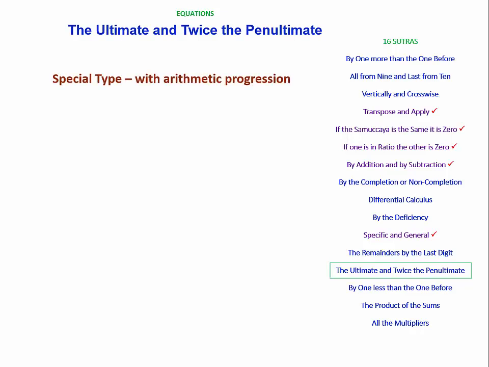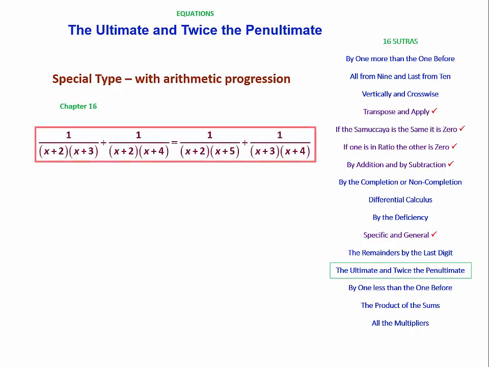So here we've got a special type. This is in chapter 16 of his book. You've got this type of equation here. You've got numerators which are the same, and you've got quadratics in the denominators, and those factors have a certain pattern. You've got 2, 3, 2, 4, 2, 5, 3, 4.